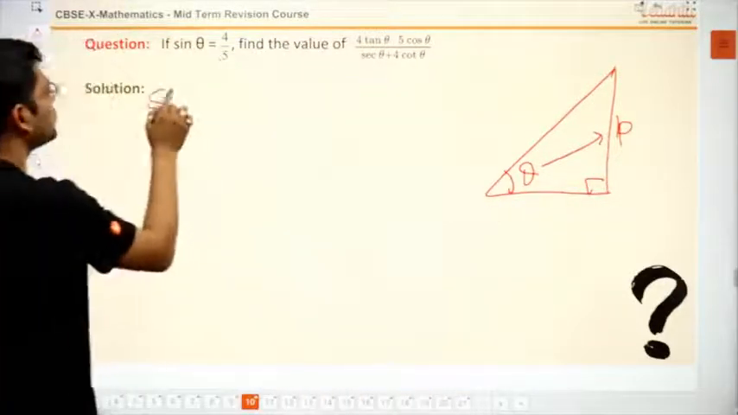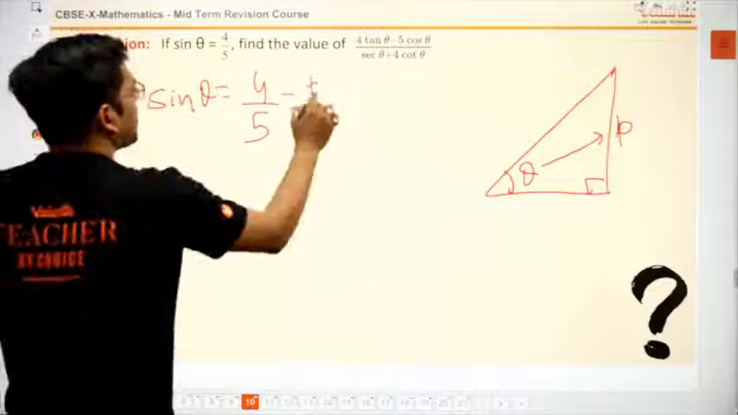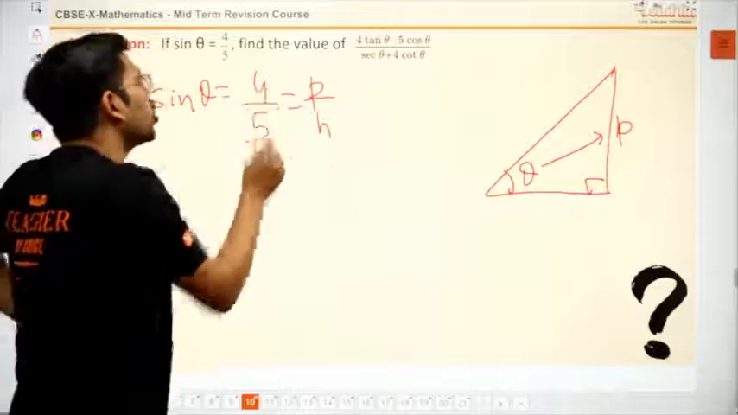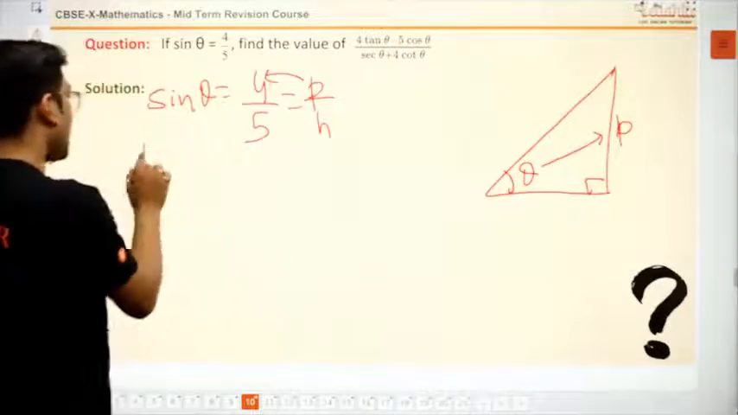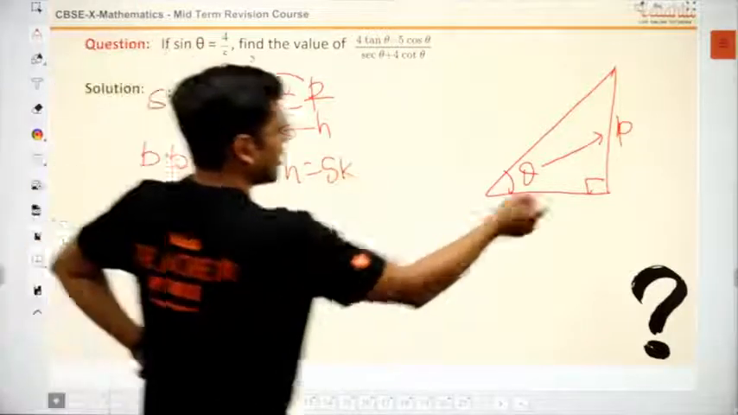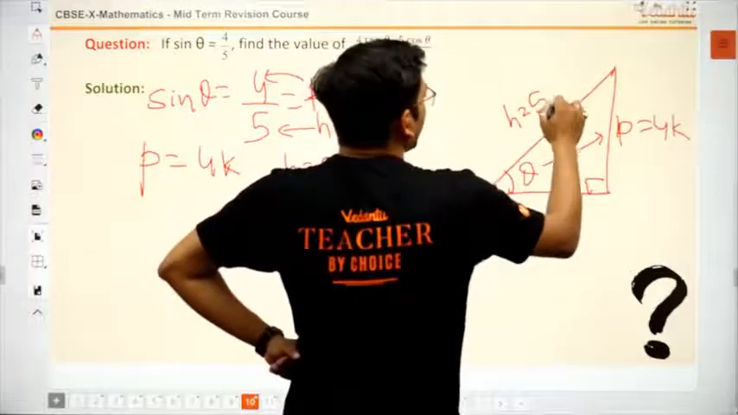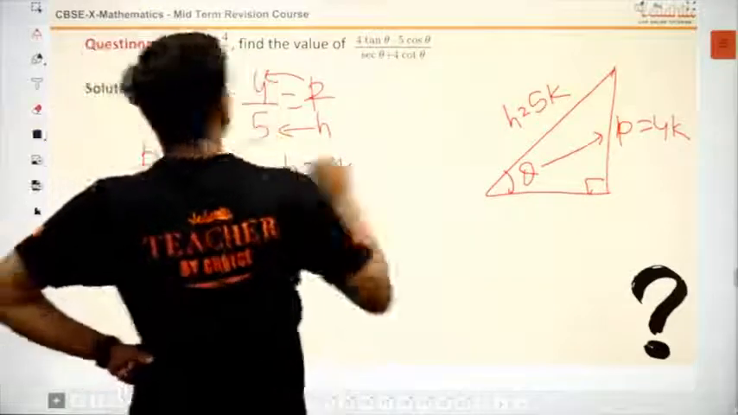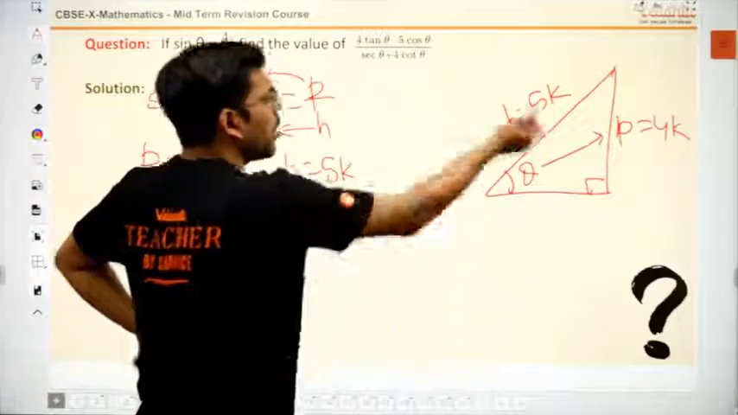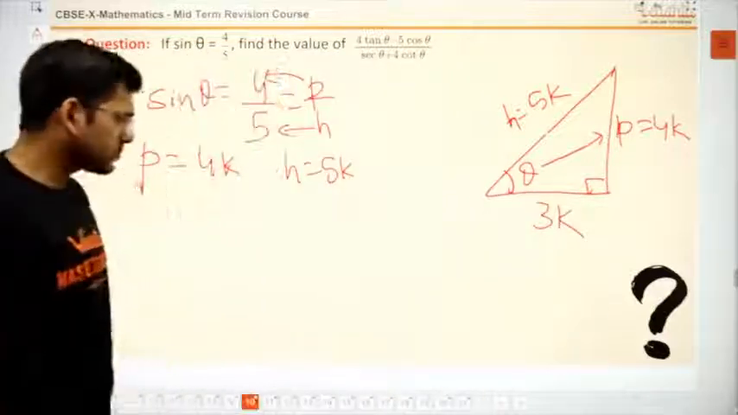Now here, sin theta is 4 by 5, and this is perpendicular by hypotenuse. I have already told you in the previous class that whenever you have ratios, you can't take the direct values. You'll have to take P equal to 4K and H equal to 5K. Take it. 4K, and hypotenuse is 5K. Hypotenuse value is 5K. Now apply the Pythagoras theorem. Pythagoras with 4K and 5K gives 3K. I made it directly, you do it in your own rough.